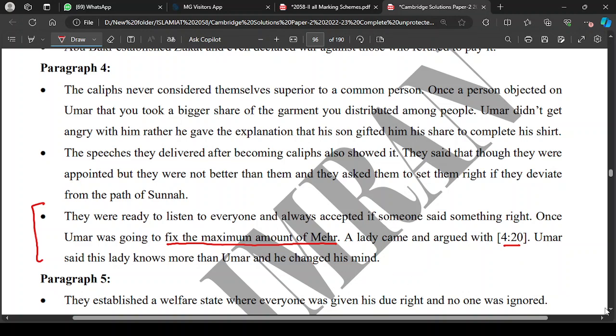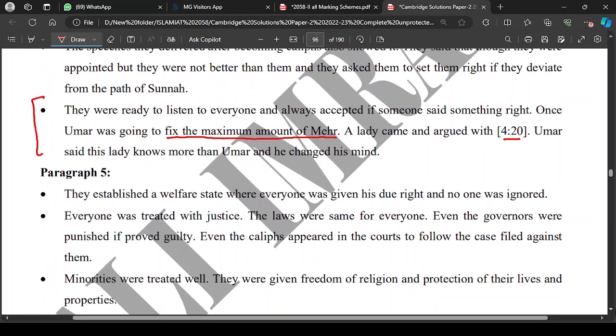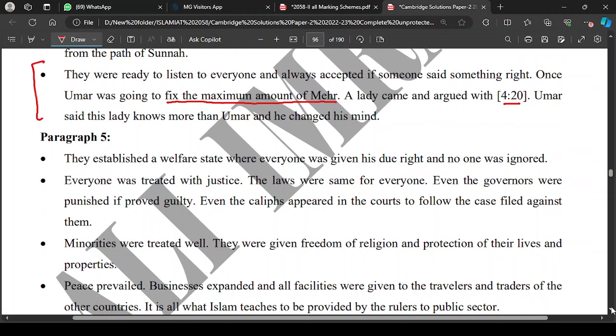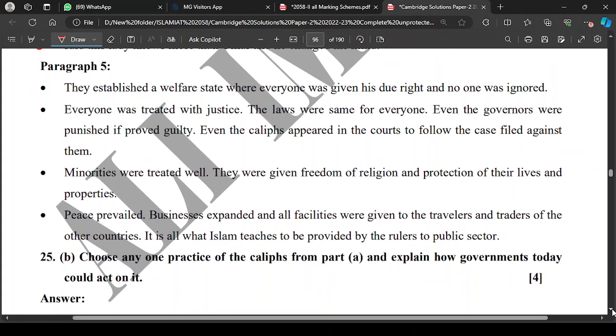So we learn from this that they used to accept their mistakes, they were approachable, and they held themselves accountable before their people. This is how these rightly guided caliphs ruled in accordance with the Islamic values.